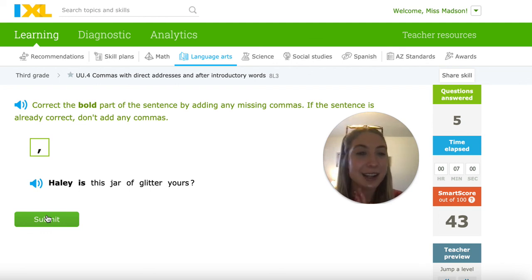All right, so that is going to be it for today. Make sure to take your time. Practice. Usually when we add a comma, we're adding a little pause. So read the sentence with the commas and without the commas. And remember, we are adding it with direct addresses and introductory words, so when we're saying that sentence specifically to someone.